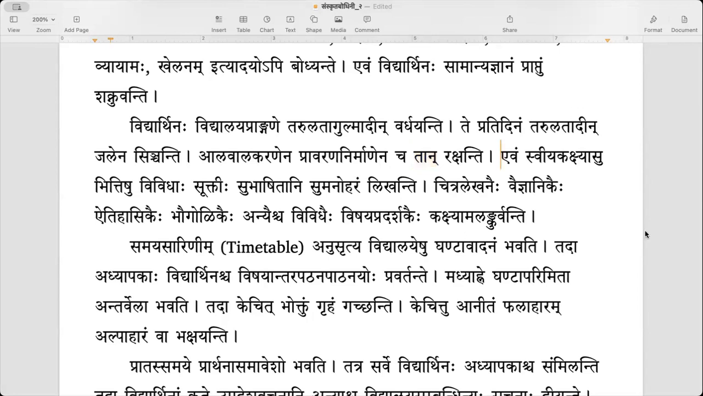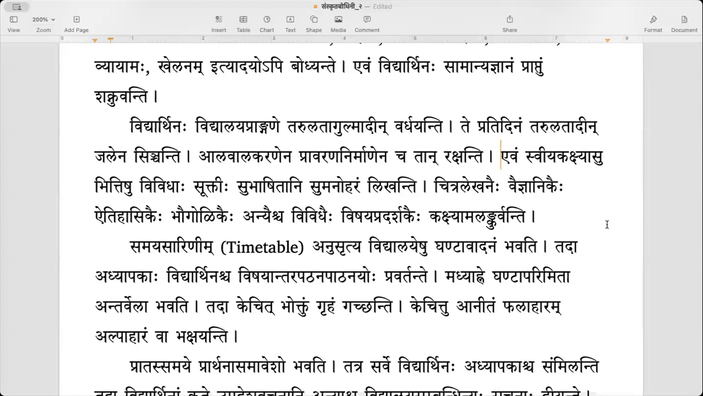Okay. So, evam sviya kakshayasu bhittishu vividaha suktihi subhashitani sumanoharam likanti. So in the respective classes, on the walls, vividha, different kinds of sayings. Both sukti and subhashitam are the same. Sukti can be a good saying or proverb, and subhashitam can be shlokas, popular shlokas. Sorry, sukti is just one line, subhashitam is two, three, or four lines, it's a shloka kind. Sukti is a proverb, subhashitam is a shloka.